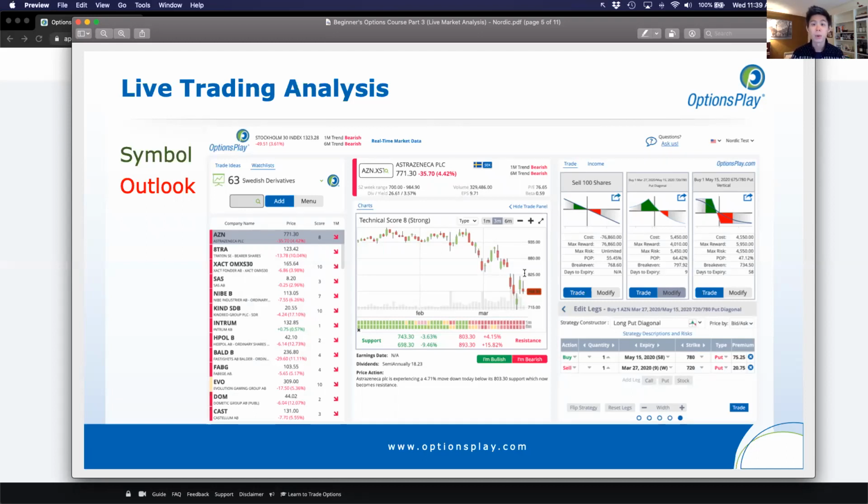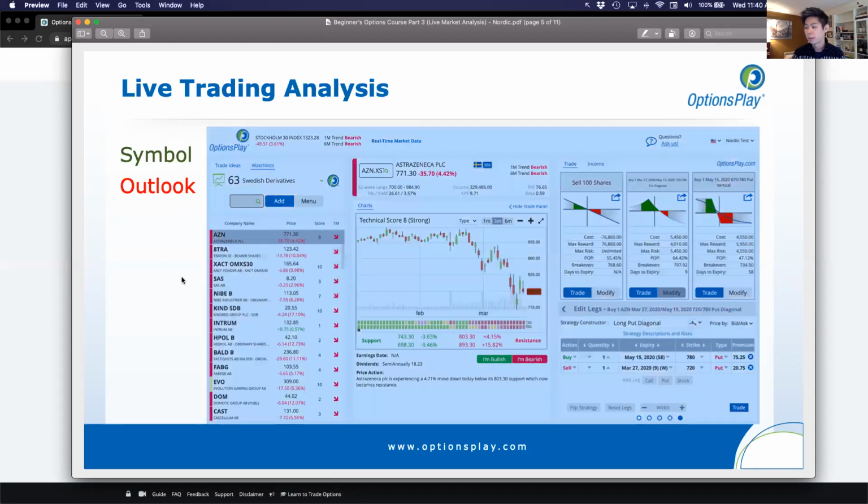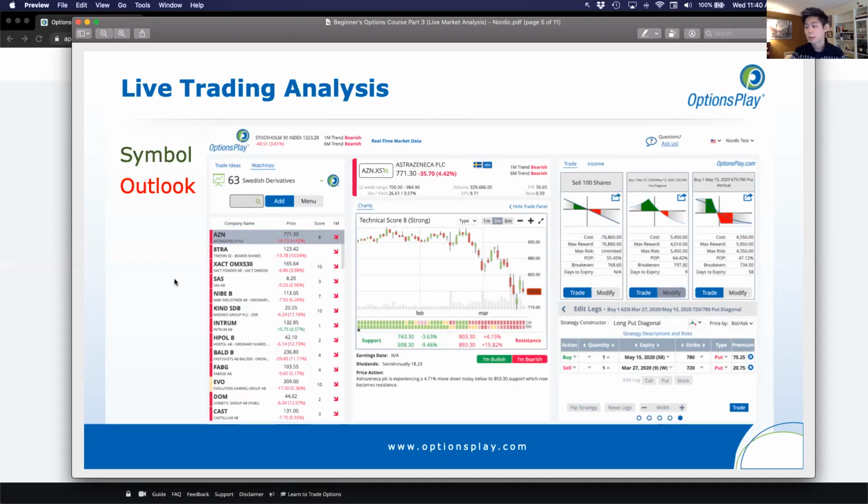We're going to show you how I would analyze a symbol, and how I would trade that symbol, potentially utilizing options. So please feel free to type into the chat window any symbols that you want us to look at together here with OptionsPlay.